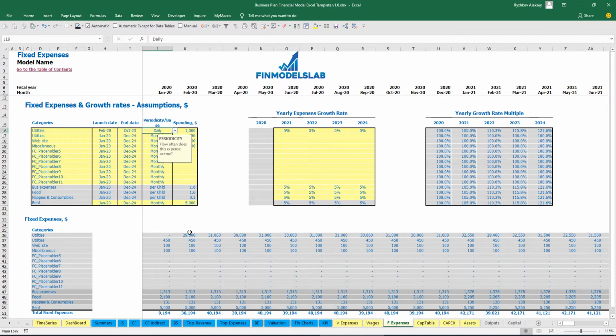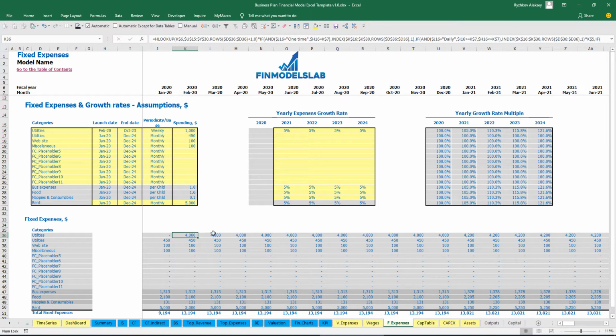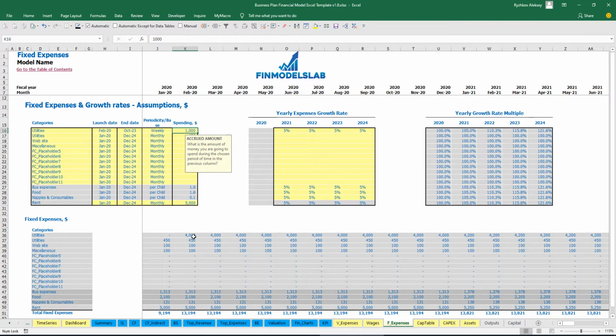If it is daily, it will calculate based on the count of days in this period. For example, in February 20 you have 29 days and you have 29 thousandths. In March you have 31 days, 31 thousandths, etc. If you select weekly, it will show you 4 payments each month. So 4 multiplied by 1000 is 4000.